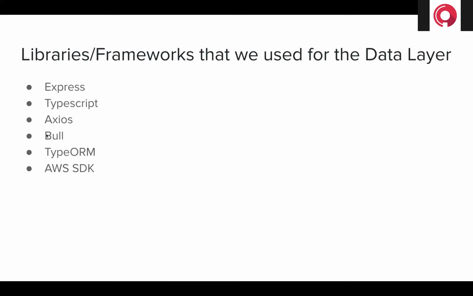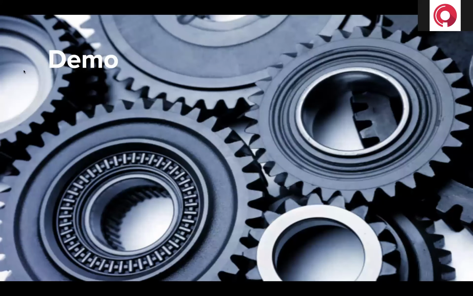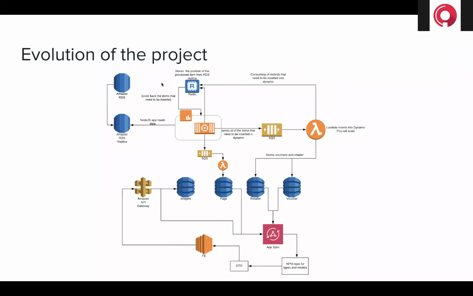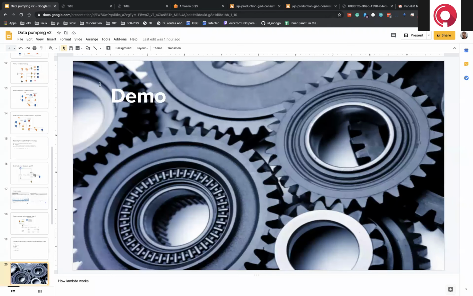And the actual important thing is that we are using Bull, which is a really good queue system. And I highly recommend, if you have this kind of issue, or you will have this kind of issue, to consider it for usage. Now I'm going to show you a little demo.